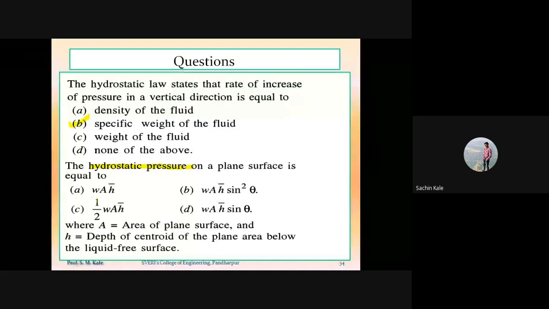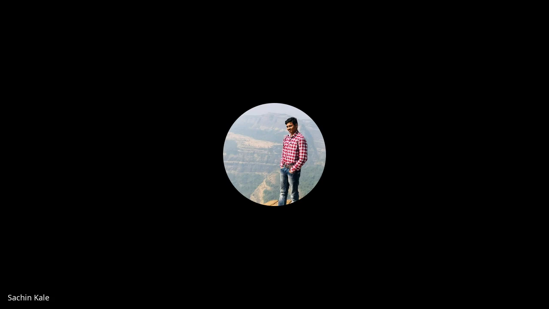Option B, WAH bar sin square theta by 2. Here A is nothing but the area of the plane, small w is the specific weight of the fluid, and H bar is the depth of the centroid of the plane surface or plane area below the free liquid surface.